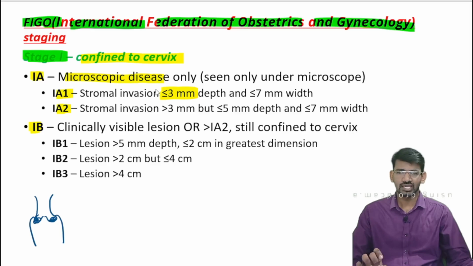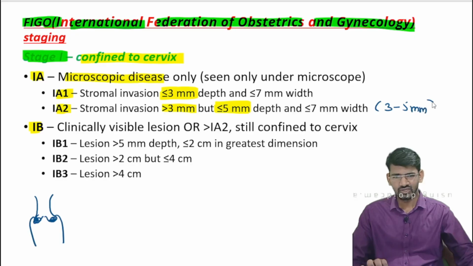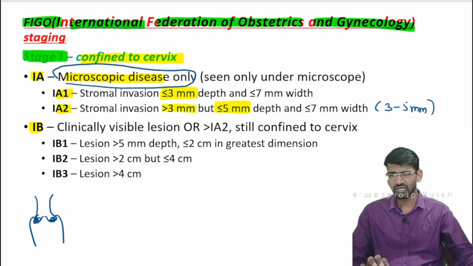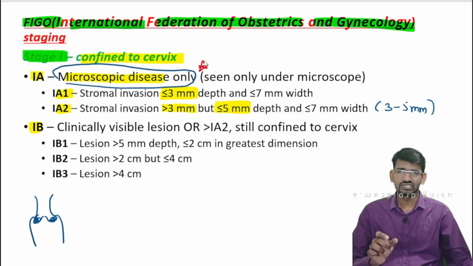In A1, the size is less than or equal to 3 mm. And in A2, the size is more than 3 mm but less than 5 mm. So in A2, the size is between 3 to 5 mm, not more than this. And a very important thing you should remember is that this is microscopic, meaning it can be seen only under the microscope. That means the tumor or lesion size is very small. So 3 to 5 mm is category or stage 1A.